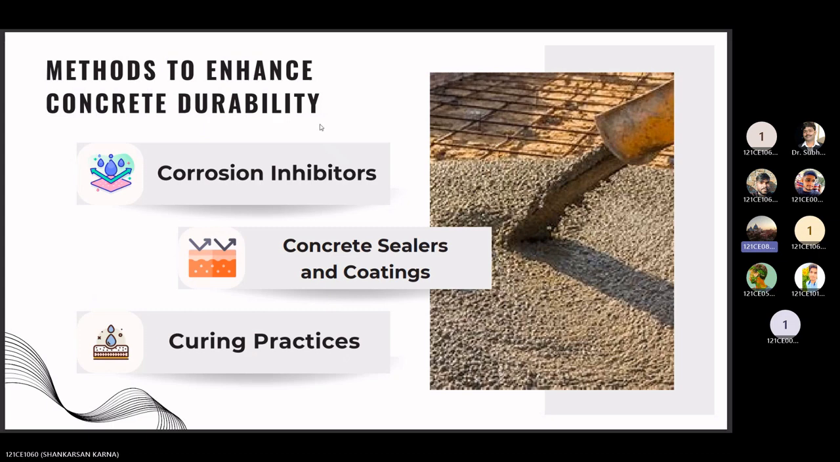Corrosion inhibitors. You should include corrosion inhibiting admixtures or surface treatment to protect embedded steel reinforcement from corrosion. These inhibitors create a protective layer on the steel surface, reducing the rate of corrosion in aggressive environments.